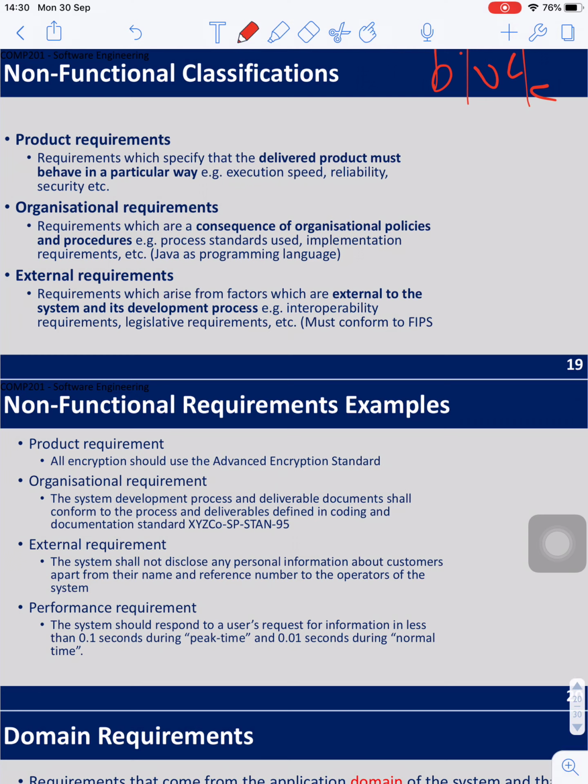The non-functional classifications may come from the product requirement, organizational requirement, and the external requirement. The product requirement may be about how the product must be delivered in a particular way, maybe the speed and reliability. The organizational requirement is the consequence of organizational policies and procedures. External requirements are external to the system and its development process.